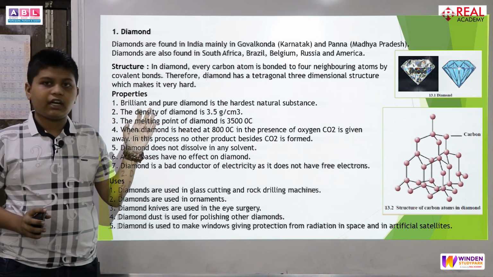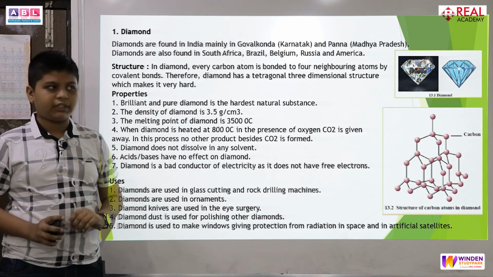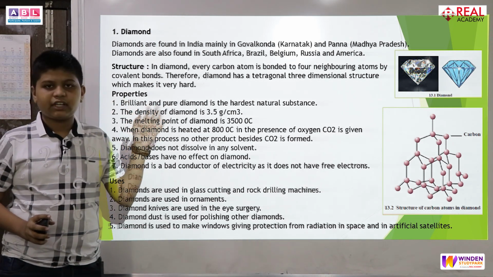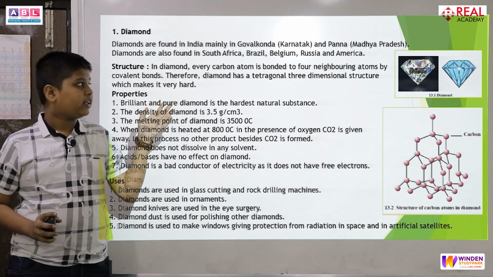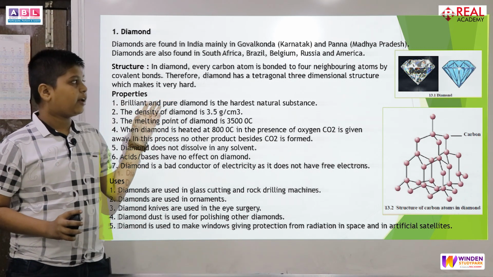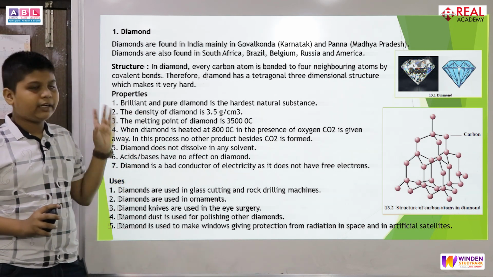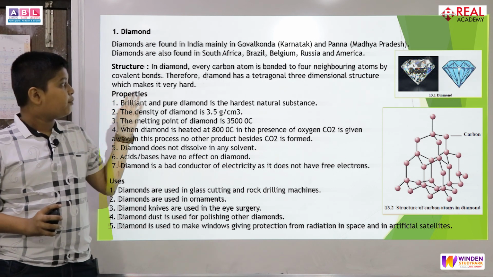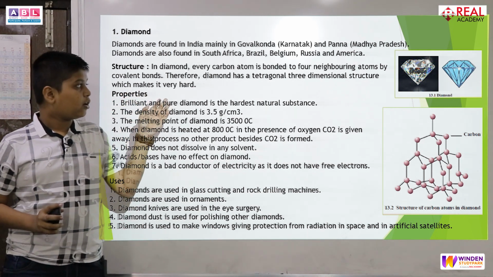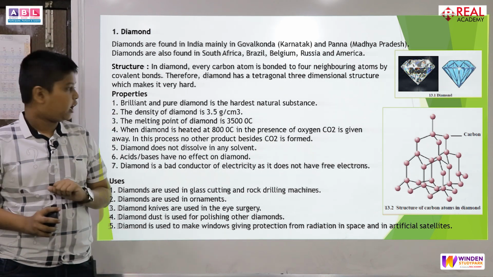Diamond is found in India, in Goa, Kanda in Karnataka and Panna in Madhya Pradesh. Diamonds are also found in South Africa, Brazil, Belgium, Russia and America. In the structure of diamond, every carbon atom is bonded to 4 neighboring atoms by a covalent bond. Diamond has a three-dimensional structure which makes it very hard.